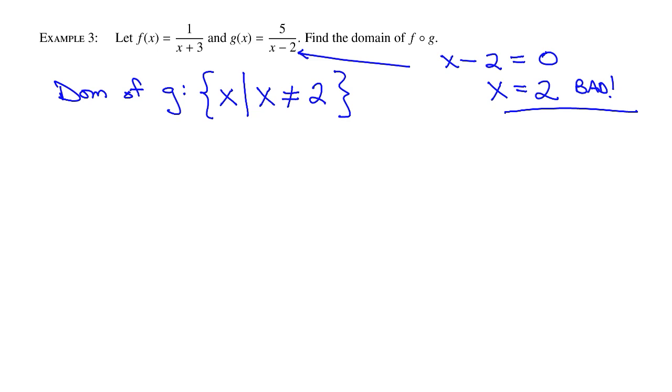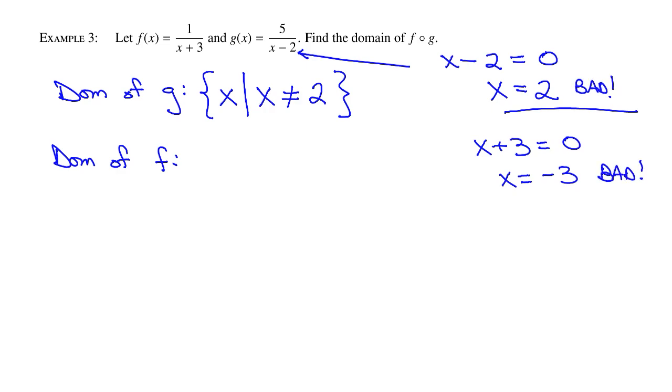Let's look at the domain of f. In a similar vein, here we have a denominator of x plus 3. By setting that equal to 0, we get x is equal to negative 3, and that's the bad number here. So this is the set of x's such that x is not equal to negative 3.